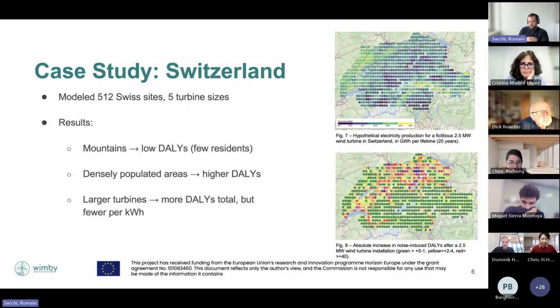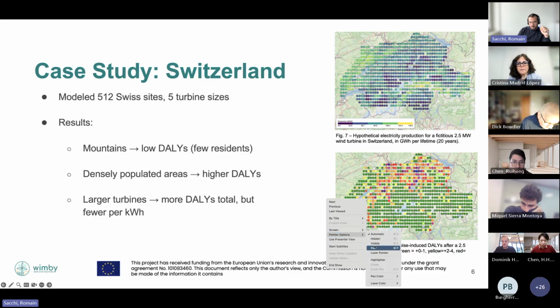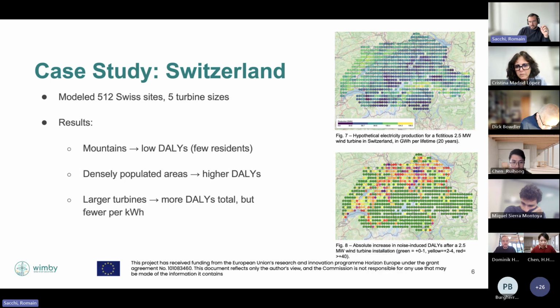Now, connecting these two, we've done a small simulation. We took the case of Switzerland, and we simulated the electricity production of a 2.5 megawatt wind turbine in many places in Switzerland, except on lakes, to get the overall production over the lifetime, which we assume to be 20 years. And then we overlaid a population map on that, and we simulated the propagation of noise of each of these wind turbines. And the map that you're seeing here is essentially the absolute increase in DALYs due to the installation and operation of that 2.5 megawatt wind turbine, going from green, which depicts an increase in DALYs from 0 to 1, so 1 disability adjusted life year, all the way to red, which means above 40.